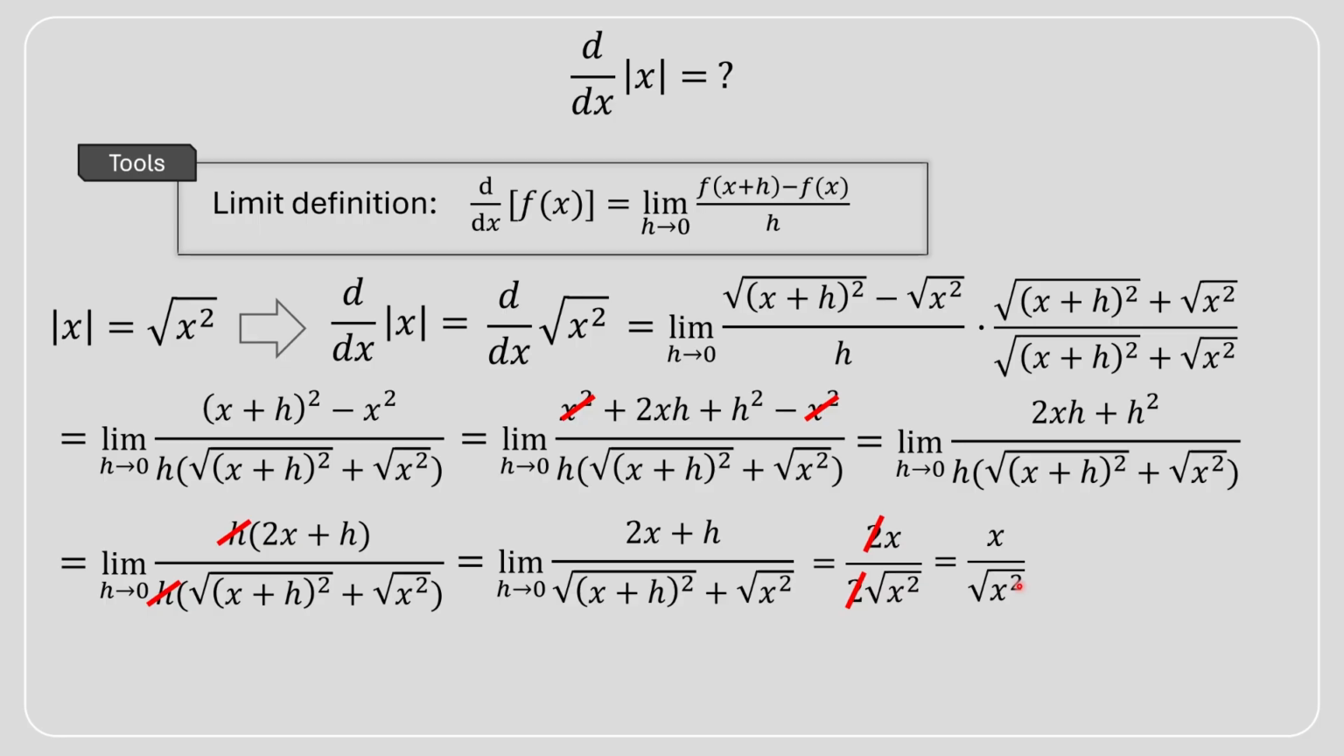As I mentioned to you at the beginning of this video, we can denote the square root of x squared as the absolute value of x. So therefore we are going to replace it with the absolute value of x, and there you have it. What I'm trying to show you lot is that the derivative of the absolute value of x is actually equal to x divided by the absolute value of x.